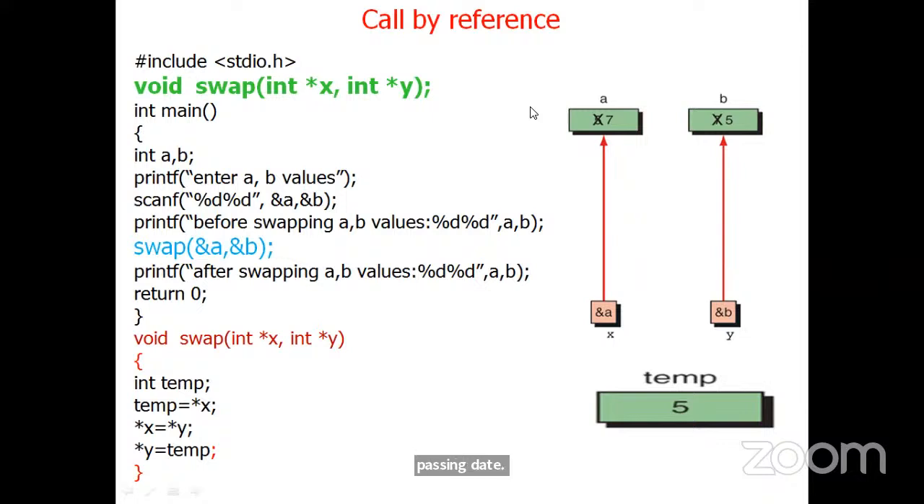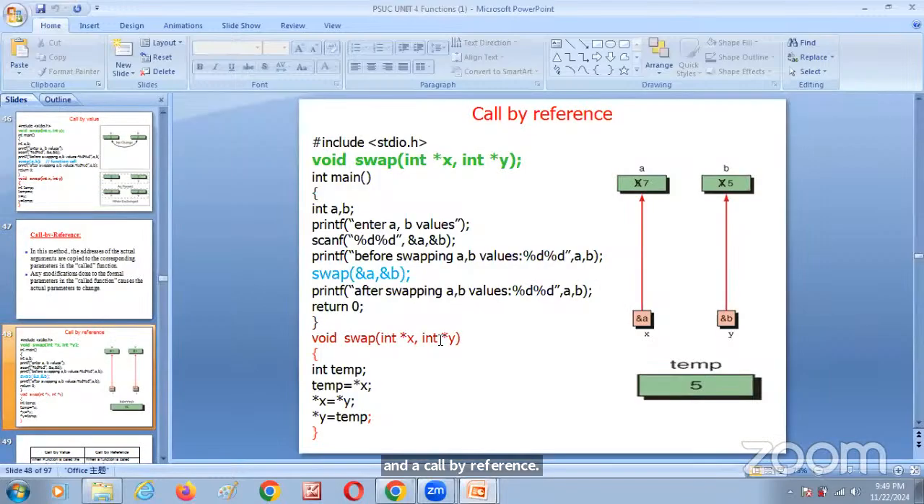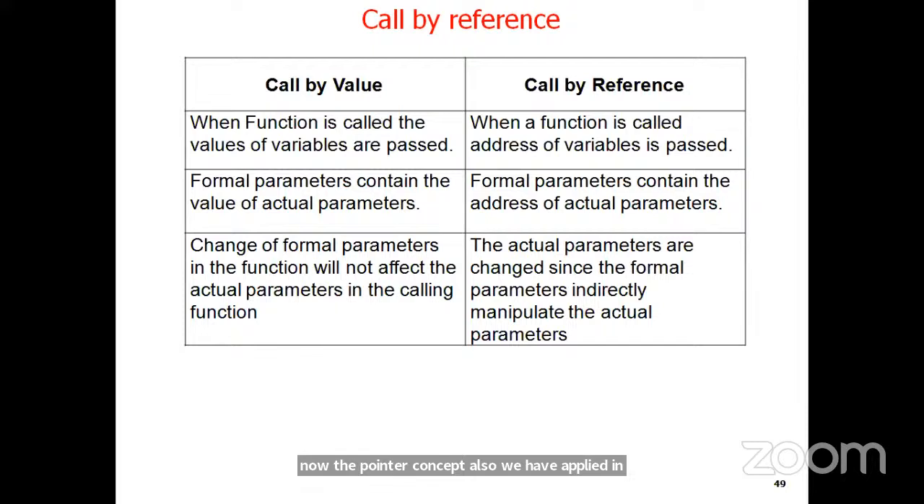Now, in call by reference we are passing the addresses, not the values. So after swapping the A, B values, the output becomes 7, 5. So this is call by value and call by reference. The pointer concept is also applied in functions. This is also very important.